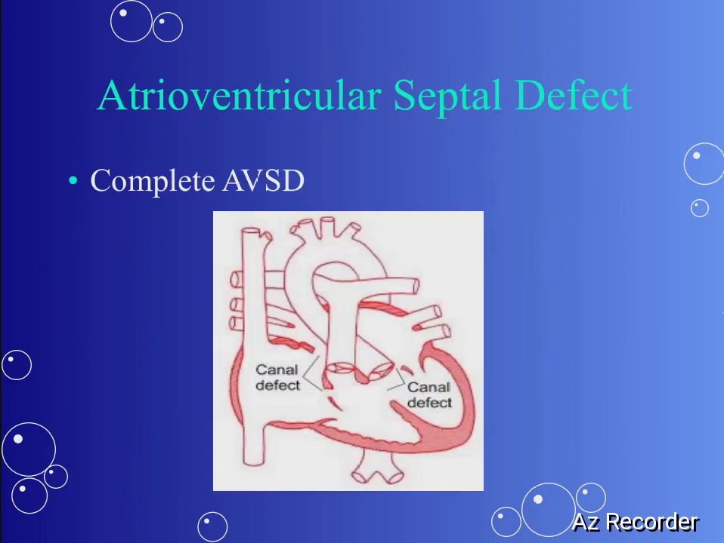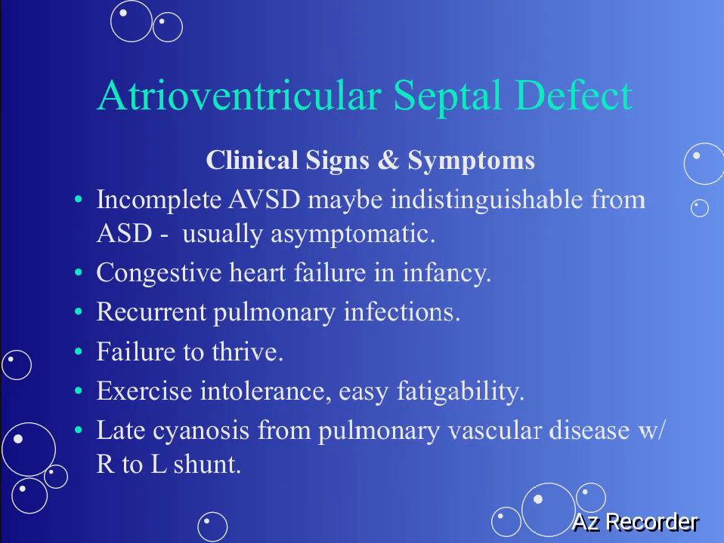Hemodynamics are dependent on the lesion. Atrioventricular septal defect, complete AVSD. The clinical symptoms of incomplete AVSD may be indistinguishable from the ASD, usually asymptomatic. Congestive heart failure in infancy, recurrent pulmonary infection, failure to thrive, exercise intolerance, easy fatigability, late cyanosis from the pulmonary vascular disease and R-to-L shunt.